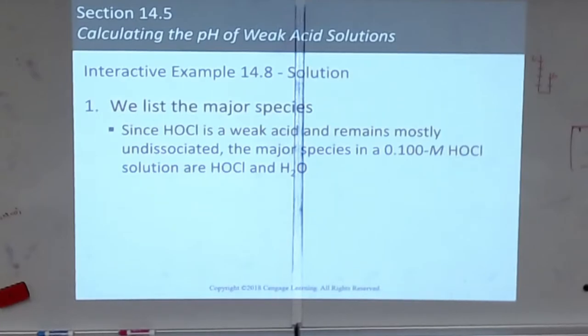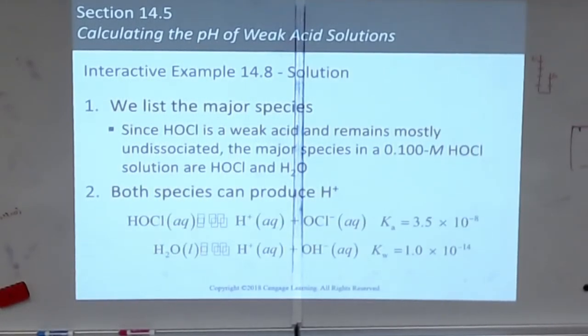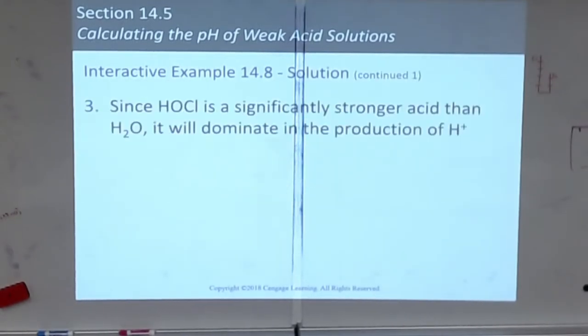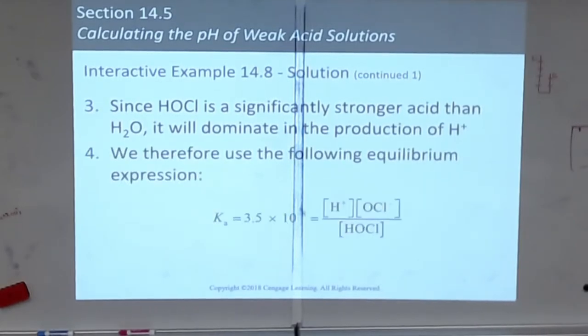So we list the major species. We just did that. Both of these can produce hydrogen ions. However, we know that the hypochlorous acid is going to be producing most of them. So I'm going to use this equilibrium expression.